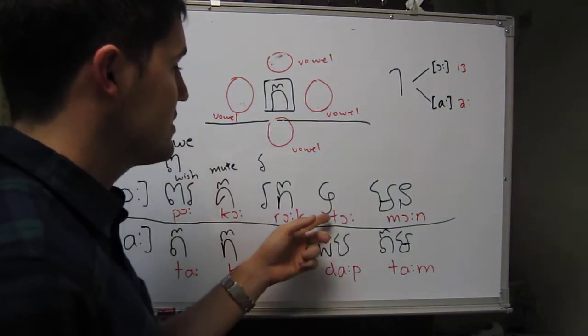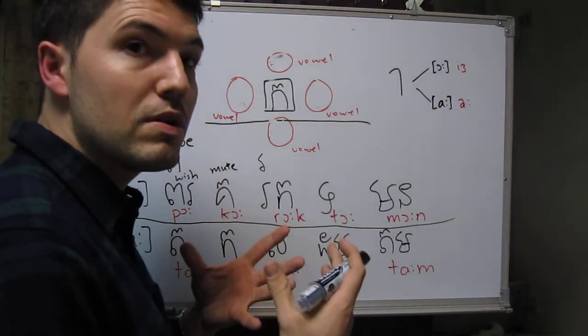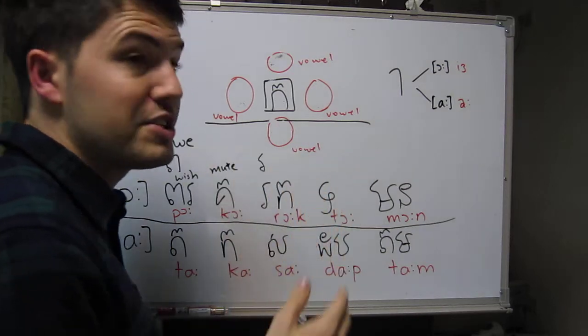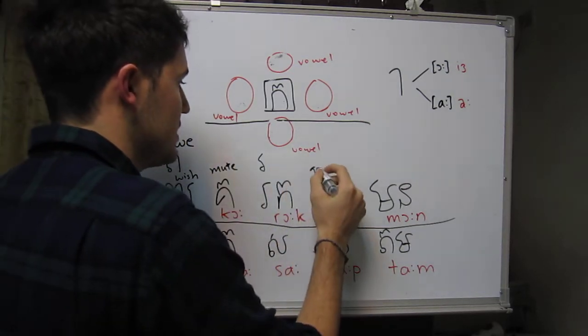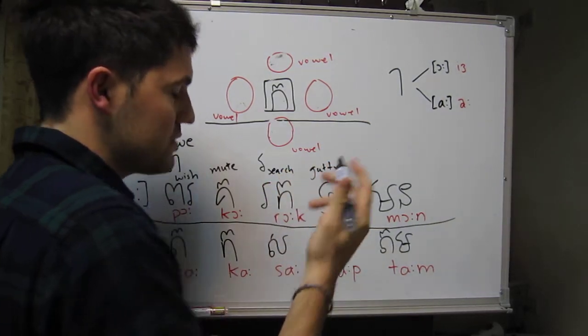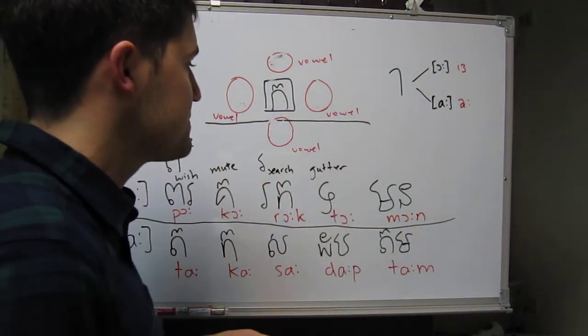Next, to. So to, which can be translated as a gutter. Alright, this is just a gutter. Gutters are what's on the side of your house that collects rainwater.